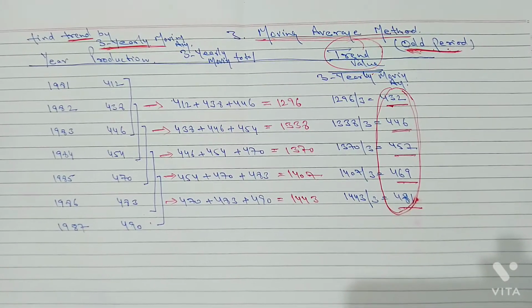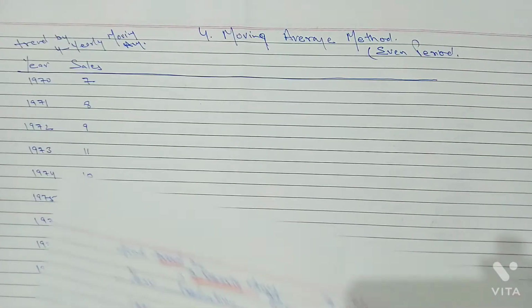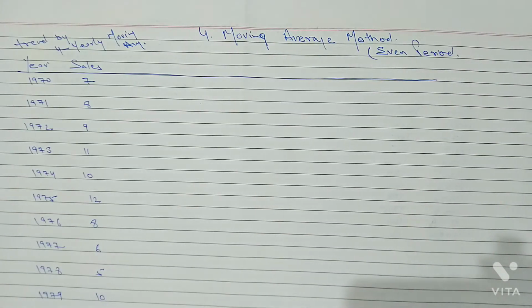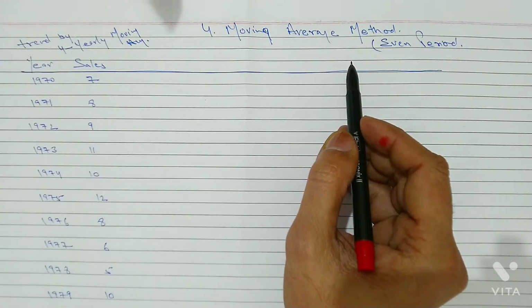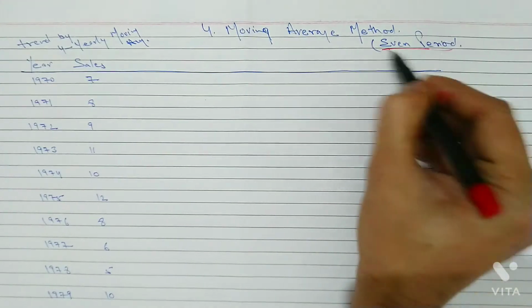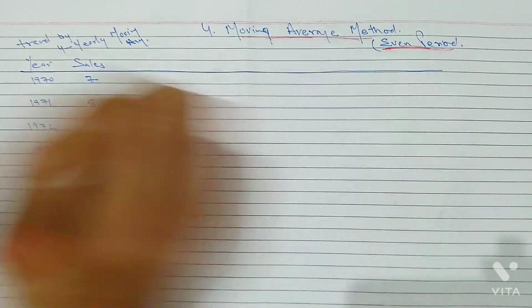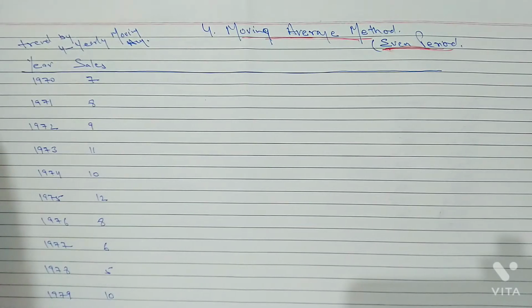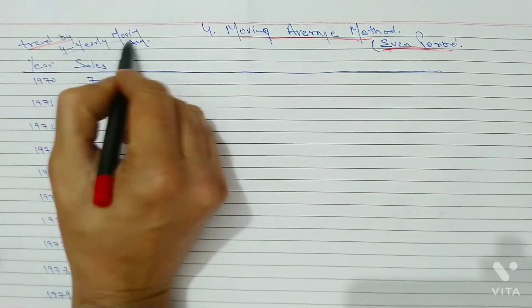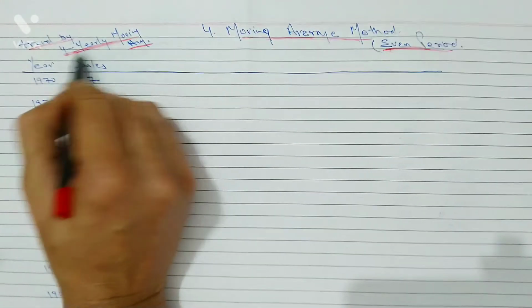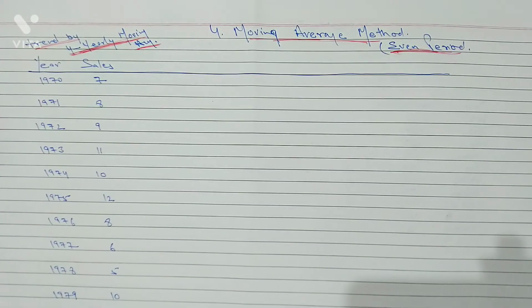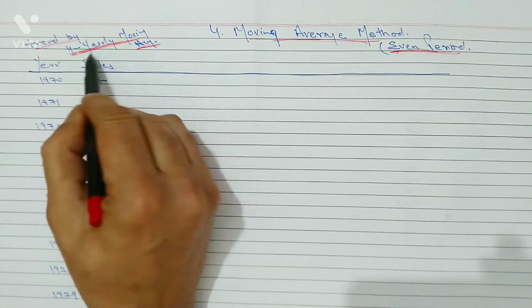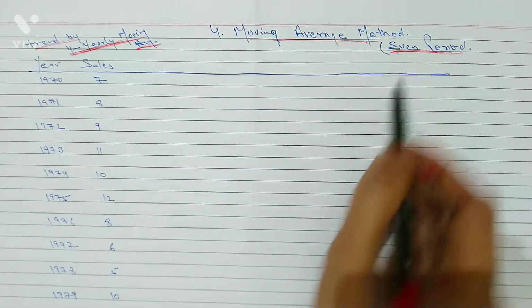Now next case. Next case is moving average method for even period of time. Even period means find trend value by 4 yearly moving average. Last was 3 yearly moving average for odd period of time. Here it is 4 yearly moving average means even period of time.